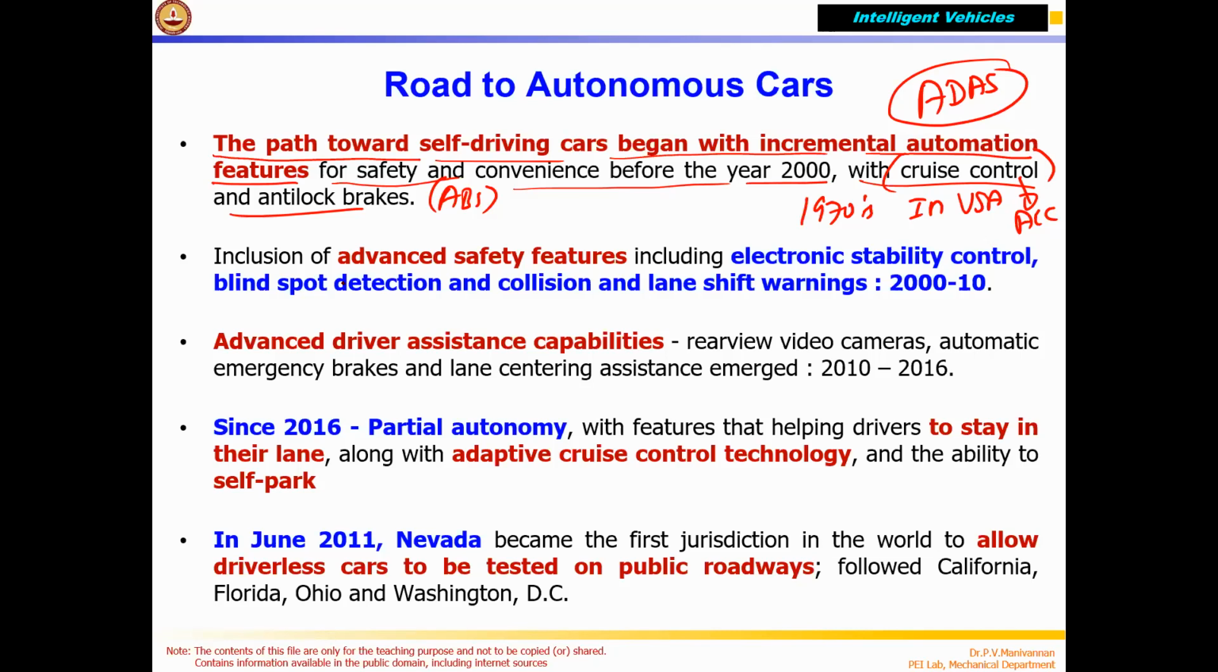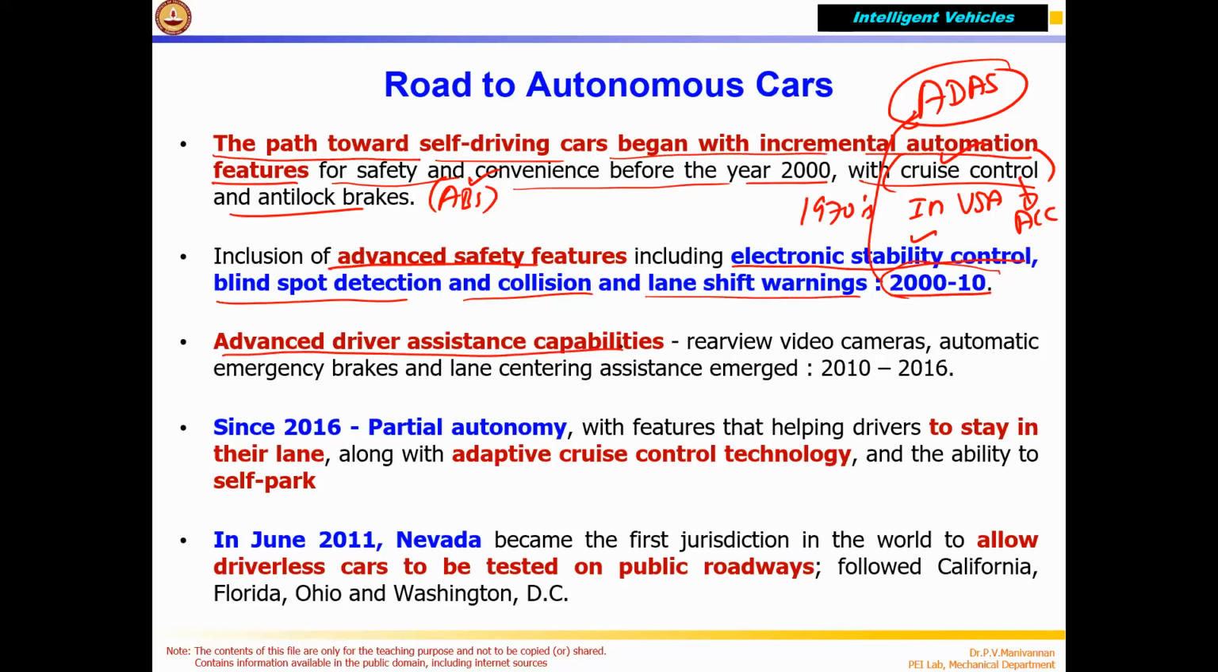Now, then it includes advanced safety features: electronic stability control, blind spot detection, collision and lane shift warning systems, which arrived in 2000 to 2010. These things came in addition to cruise control and ABS. If you are deviating from your lane, the warning comes. Again, these are all part of the ADAS, advanced driver assistance systems.